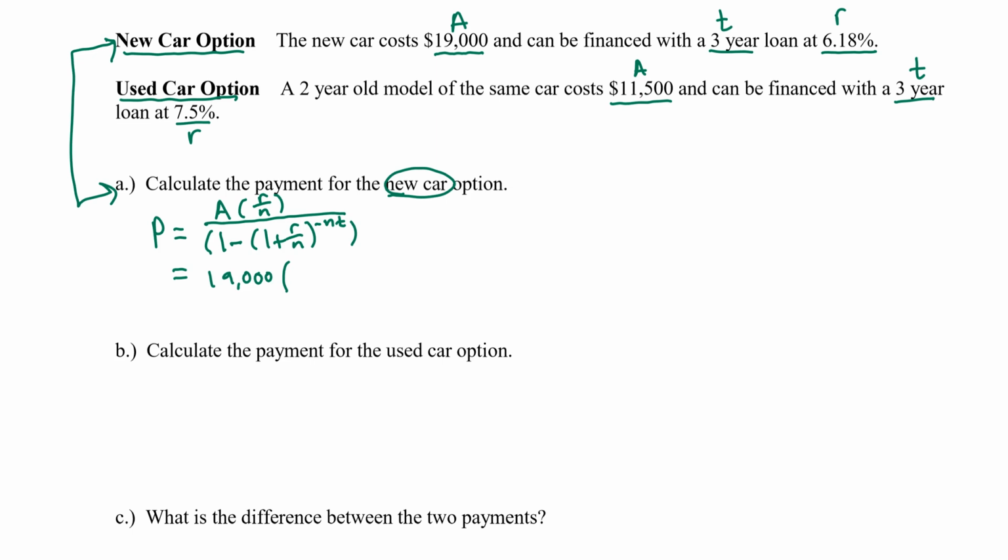The rate of interest for the new car option is 6.18%. We know that has to be a decimal, so 0.0618. We're going to be making monthly payments on our car. That's the usual setup. So in the denominator, we have parentheses 1 minus, parentheses 1 plus. Now, those ones do not cancel because this second one is in a set of parentheses underneath an exponent. So don't be tempted to cancel those ones. Our rate, again, is 0.0618. N is 12. Notice our exponent here is negative. So we have 12 payments, and we're going to do this for 3 years.